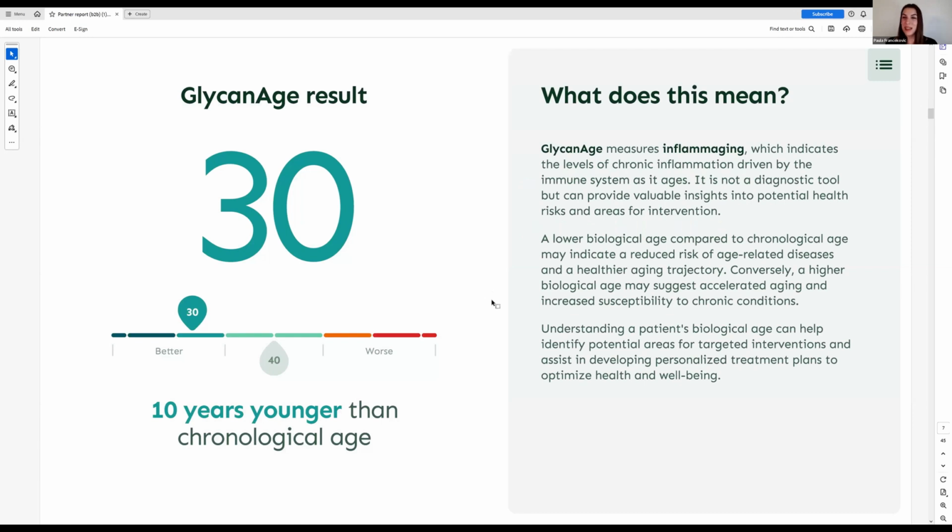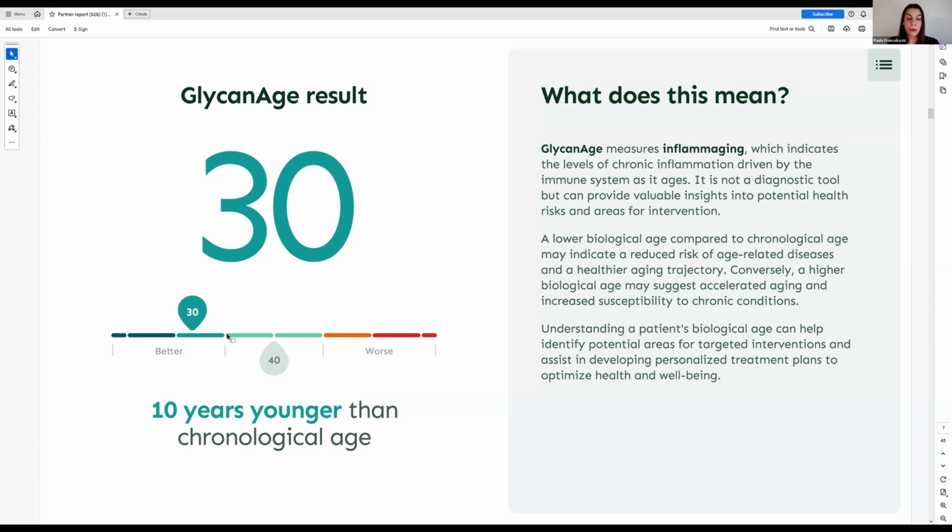Okay, so let me talk about the overall biological age. So this is the first metric that we have in our new practitioner report. This is a very important metric because it gives you an overall idea about this balance between pro-inflammatory and anti-inflammatory pathways in the body. So what we want to see is somebody that is below their chronological age, which indicates generally lower levels of the pro-inflammatory glycans and higher levels of the protective anti-inflammatory glycans.